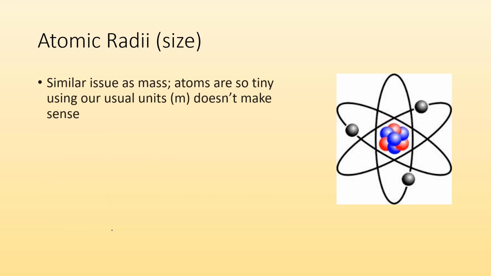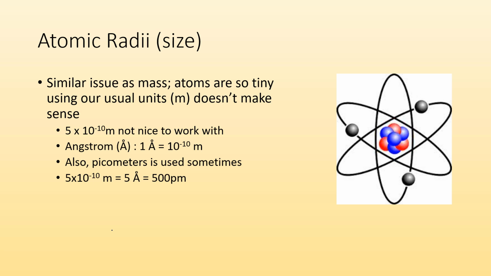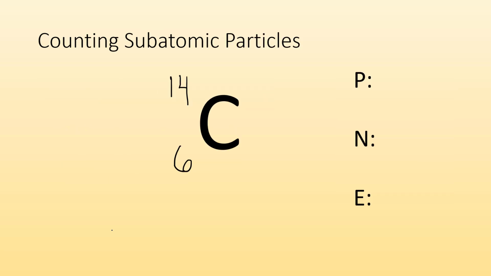So we run into a similar issue when we talk about the size, or the atomic radii. They're so tiny, our usual units of meters don't make any sense to use. Right? Even the largest atom is 5 times 10 to the negative 10 meters. That's not really nice to work with. So instead, we use the angstrom, and 1 angstrom is 10 to the negative 10 meters. Sometimes we use picometers instead as well. So 5 times 10 to the minus 10 meters, instead of using that as the width of an atom, we can just say it's 5 angstroms, or 500 picometers.